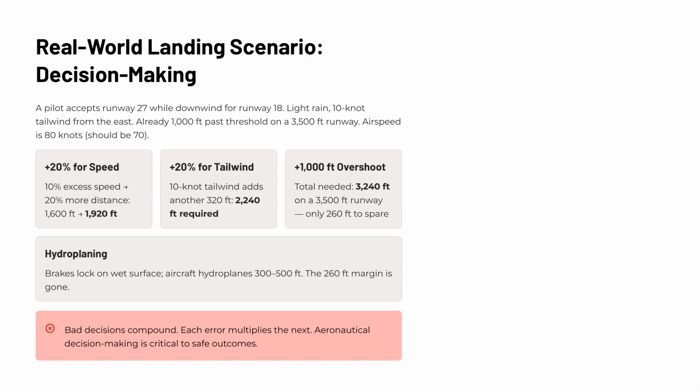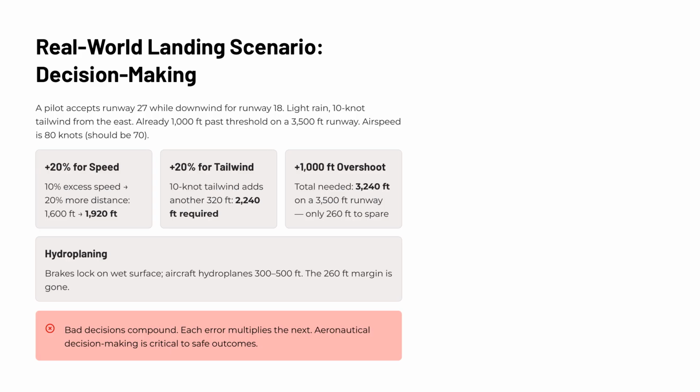That 10% excess airspeed alone increases landing distance by 20%, pushing the required distance from 1,000 feet to 1,120 feet. The 10-knot tailwind adds another 20%, bringing the requirement to 2,240 feet. Add back the 1,000-foot overshoot, and the pilot now needs 3,240 feet of a 3,500-foot runway, leaving just 260 feet of margin. Then hydroplaning enters the picture.